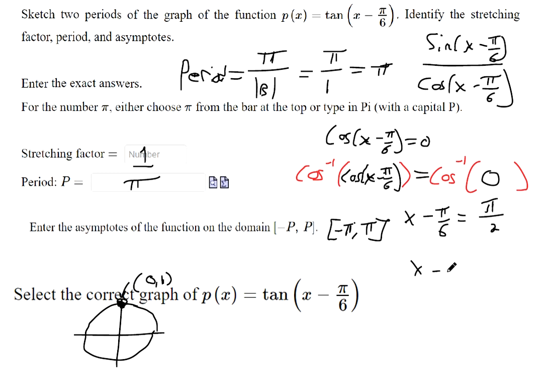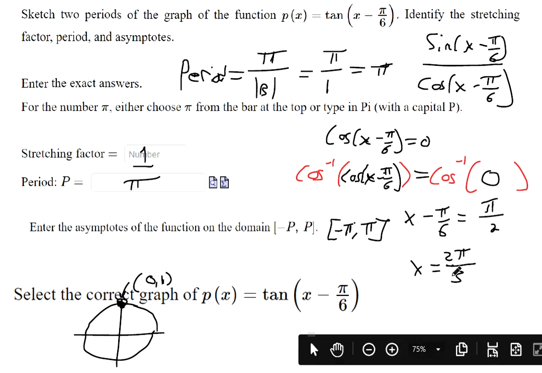You can add pi over 6 to both sides. So real quick, some mental arithmetic. This is 3 pi over 6. 3 pi over 6 plus pi over 6 makes 4 pi over 6, which is 2 pi over 3. Just double checking my math there. 3 over 6 plus 1 over 6 makes 4 over 6, which is 2 over 3. Yep. Okay, so that's one vertical asymptote.